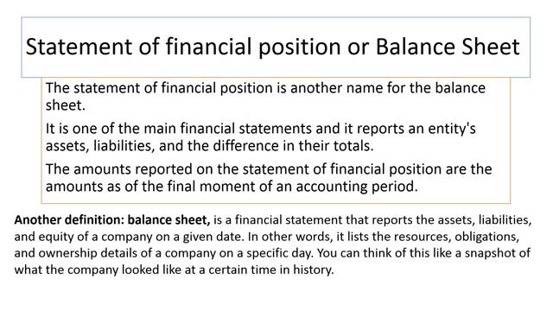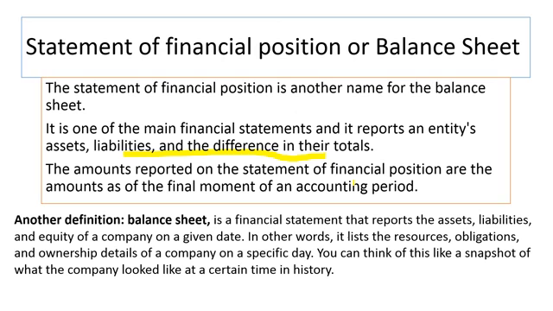So now we're going to move on to understand statement of financial position, also known as balance sheet. Okay, so the statement of financial position is another name for balance sheet. Just like I said earlier, it is one of the main financial statements, and it reports an entity's assets, liabilities, and the difference in their totals. So the amounts reported on the statement of financial position are the amounts as of the final moment of an accounting period.